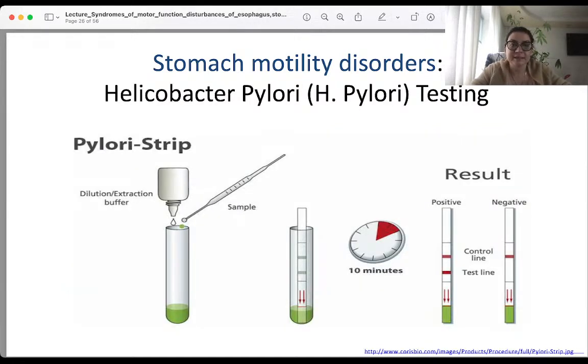H. pylori testing: the most simple test is testing with H. pylori strips. It is easy even for the patient individually. It can be done even without medical workers. You need just buffer and strips. And in 10 minutes, like a pregnancy test, we can check whether it is positive or negative for H. pylori.